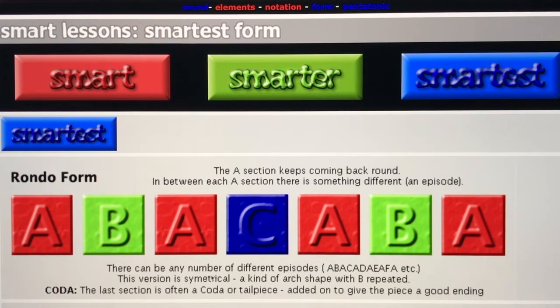This version is symmetrical, a kind of arch shape with B repeated as well. So you get A, then B, then A again, then C. C is like the middle of the music, then it goes back to A, and then back to B, and then A again. So if you drew a line down the middle, the sections would be a symmetrical form. The music's not going to be going backwards from this half onwards, but it's just the form that's symmetrical.